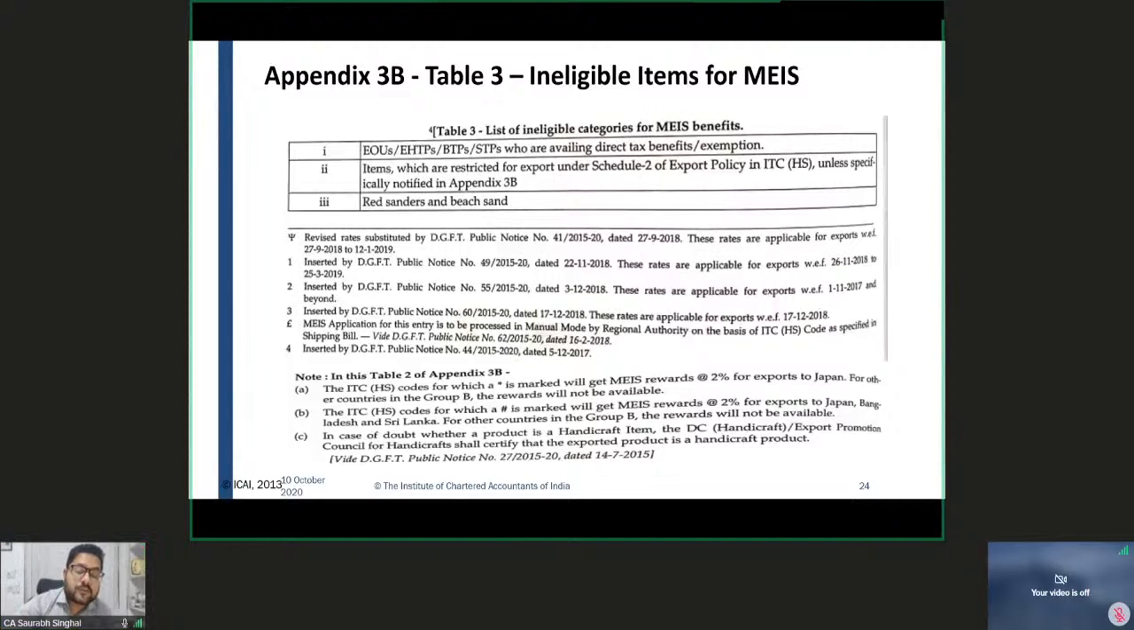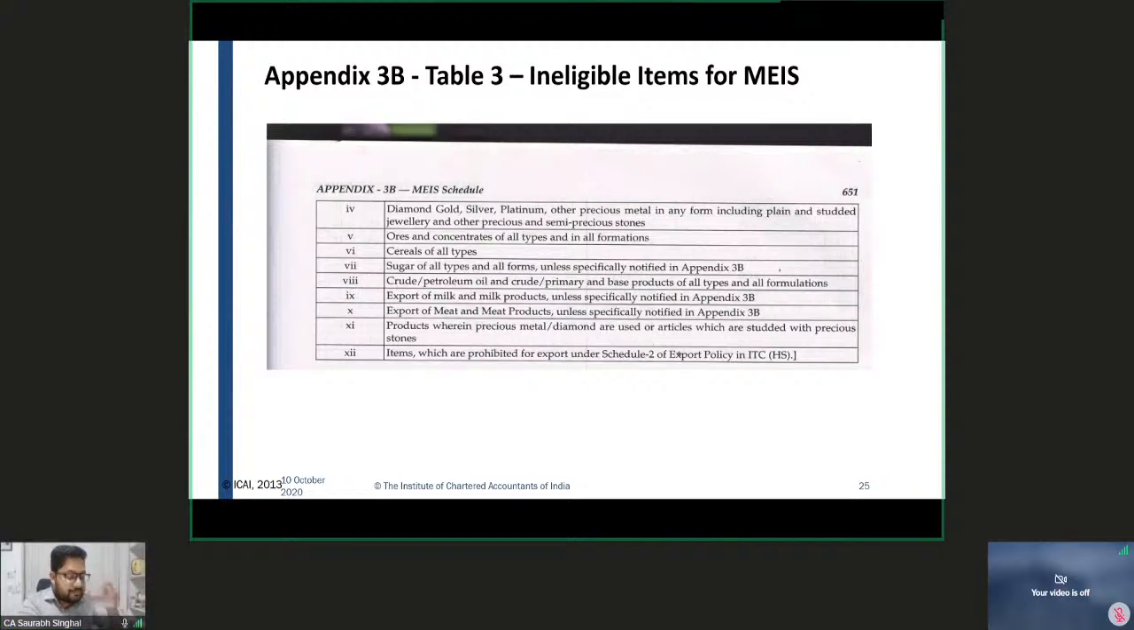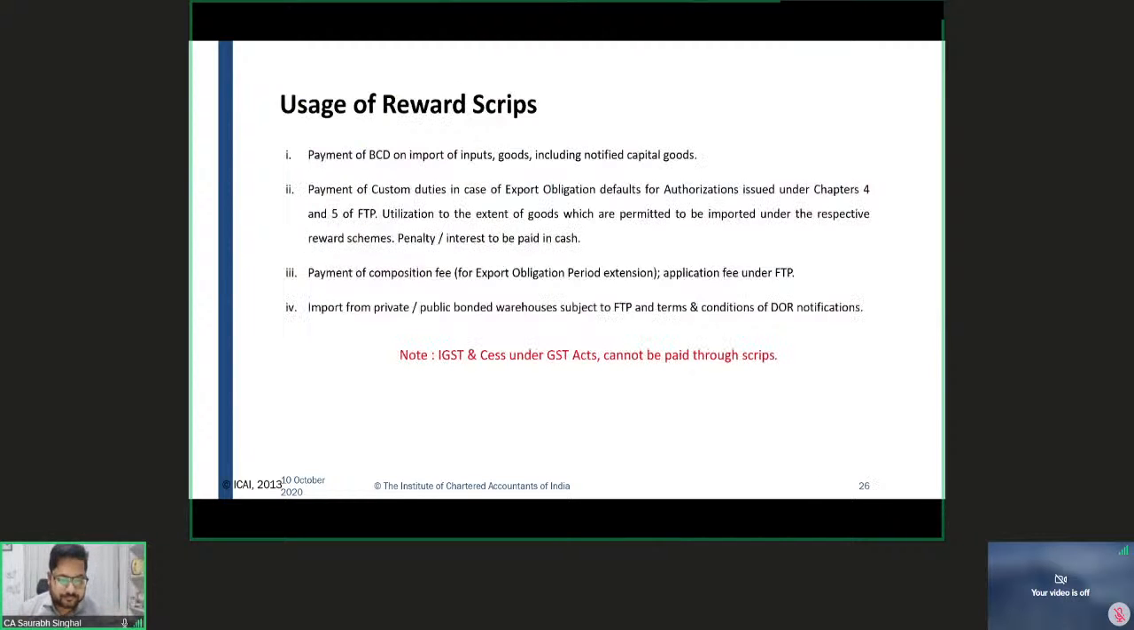Items which are restricted for export under Schedule 2 of export policy. We understood that Schedule 2 is for export policy. So if any item which is restricted, which is subject to a license, that item if exported is not eligible for MEIS. Red sanders and beach sand, specific goods. Similar are these other type of goods which are ineligible for MEIS. Last one is items which are prohibited. They are not giving on restricted only. Why will they give on prohibited item?